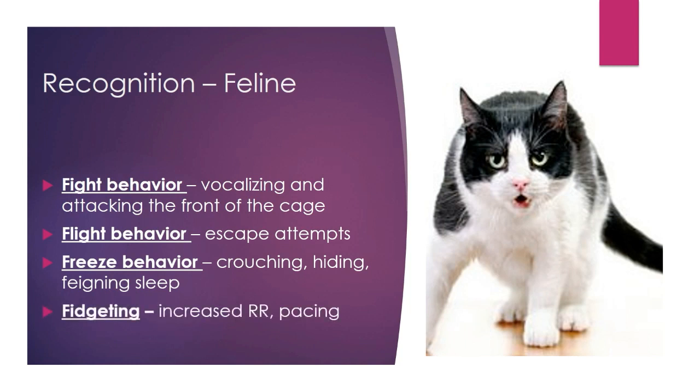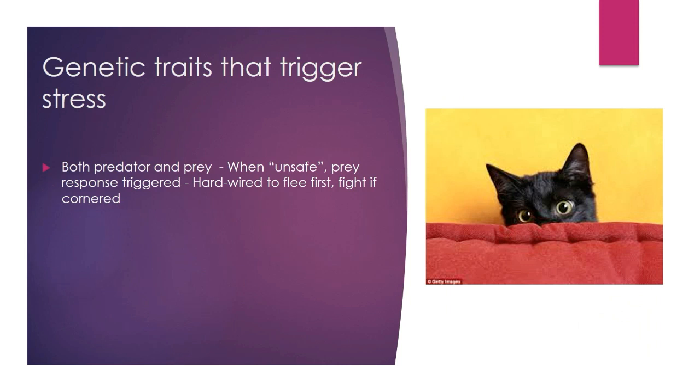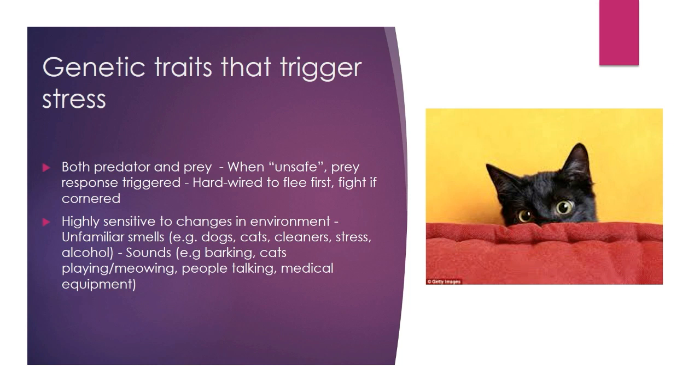And then fidgeting, which really can be seen as just if the cat's pacing in the cage, or if they're tachypneic, but there's no pathophysiology behind that. There's nothing wrong with their respiratory system, they're just tachypneic. And then there's genetic traits that trigger stress as well. So cats are both predator and prey. So when they're unsafe, their prey response gets triggered, and they want to flee first. Those are the cats where you open up their carrier and they just jump right out and then go underneath the cage. And they're highly sensitive to changes in the environment. All of these unfamiliar smells and sounds are going to upregulate them.